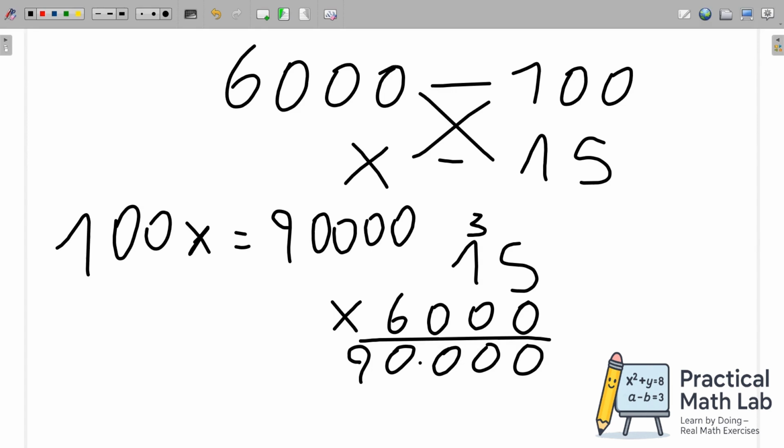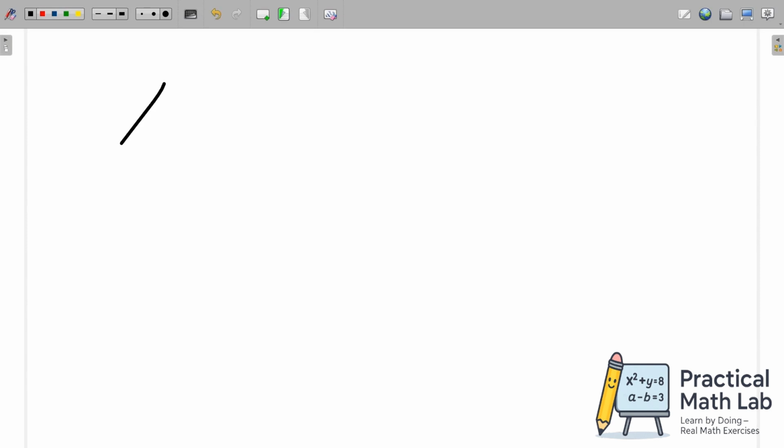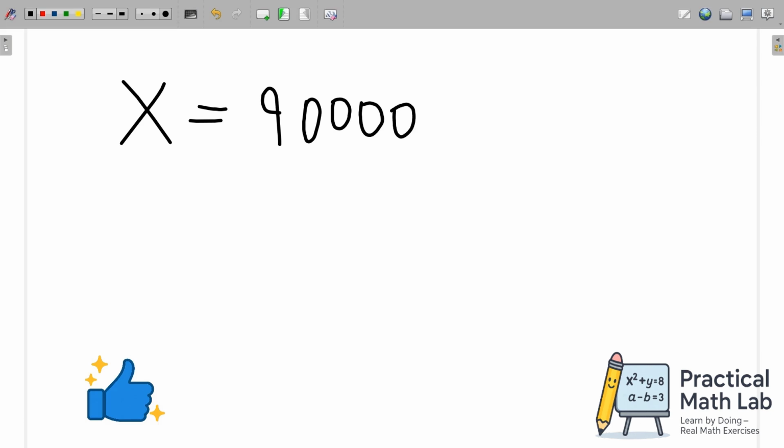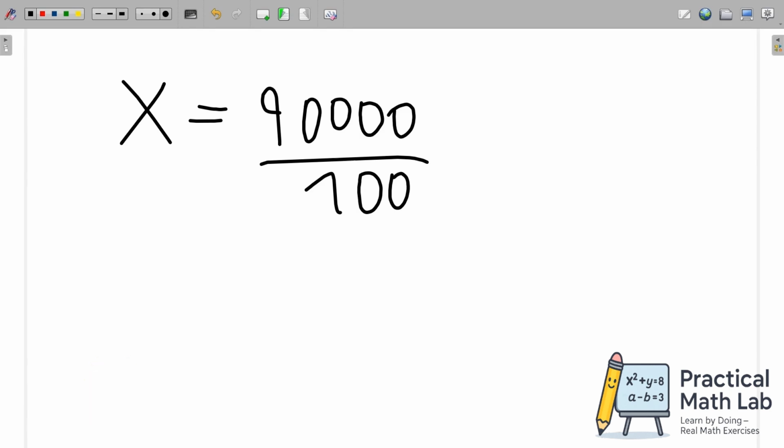Now let's move the 100 that's multiplying here to the other side, so it will be dividing. So, x equals 90,000 over 100. When we divide by 100, you move the decimal point to the left, and in this case, you can just cut the zeros. You don't even have to think about it. So x equals 900.